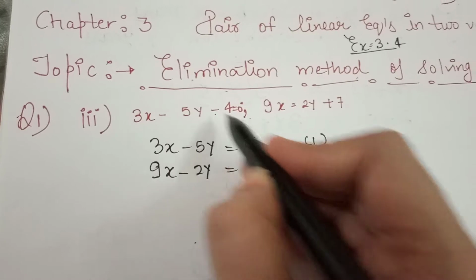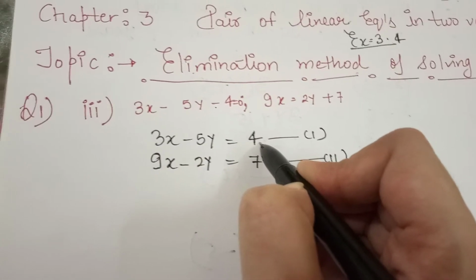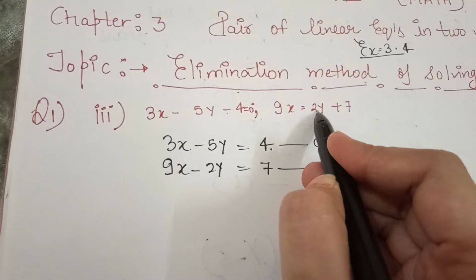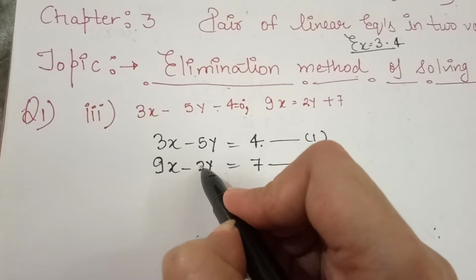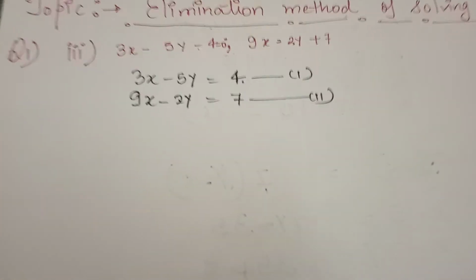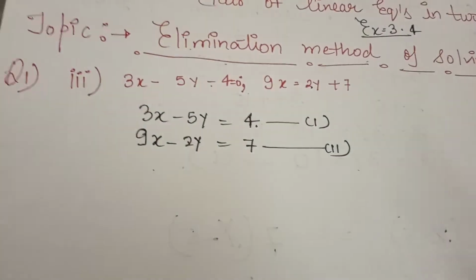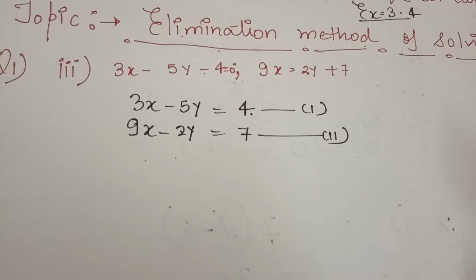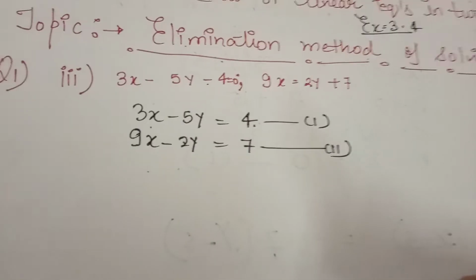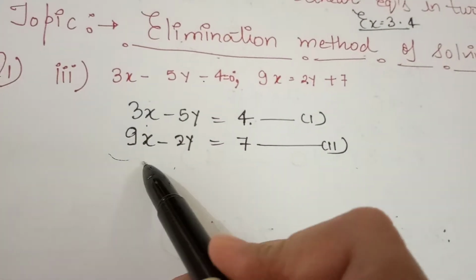In this equation I have shifted this negative 4 here, so it becomes positive, and in this I have shifted this plus 2y here, so it becomes negative. Fine. Now how to eliminate any one variable? First of all, choose any one variable, x or y, it's your wish. So I am choosing x.